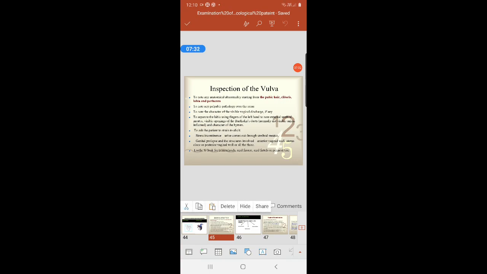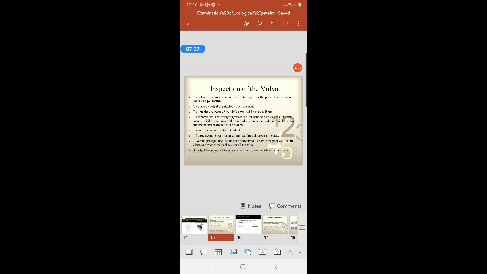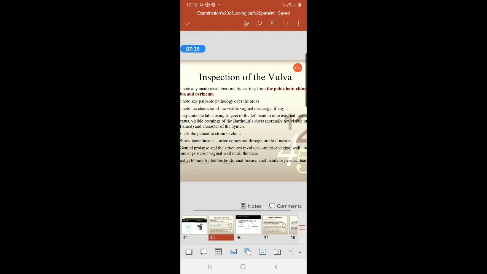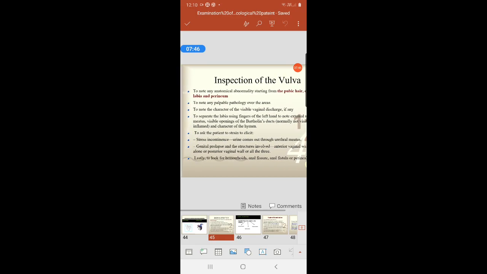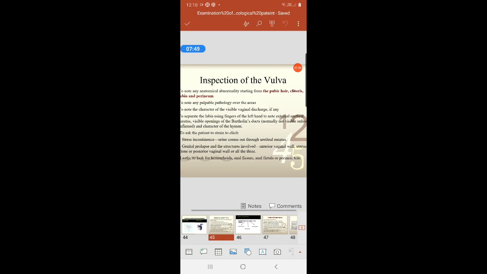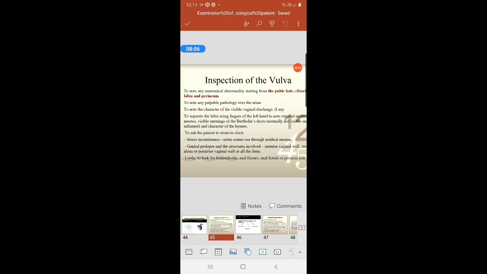The next point, the first point among the pelvic examination, is the inspection of the vulva. By seeing only, we can come to know different pathologies, like noting any anatomical abnormality starting from the pubic hair, clitoris, labia and the perineum. So we have to inspect all these parts completely. Whether pubic hair growth is normal or not, whether the female escutcheon is maintained or not, we have to see. Then the clitoris, the labia majora, labia minora, then the perineum, whether it is intact or torn, is to be noted.